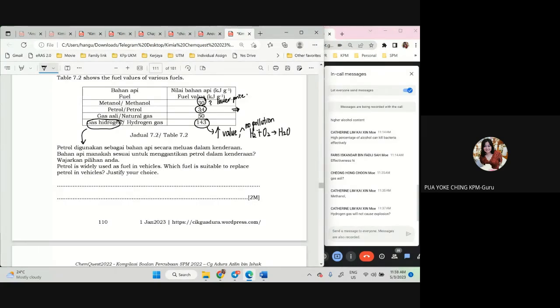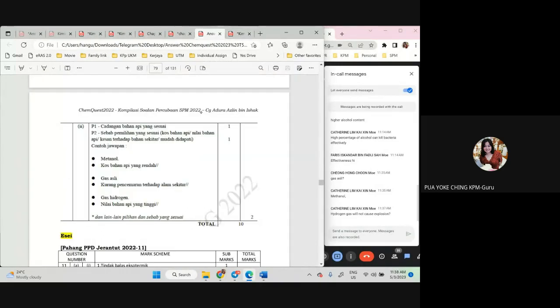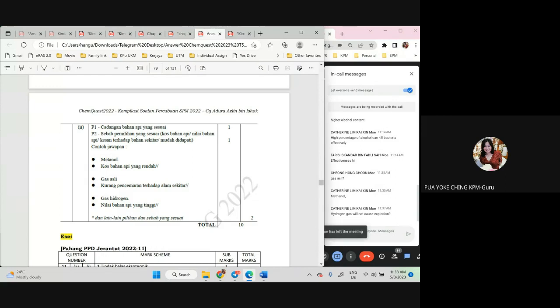Setakat ini saya rasa belum ada lah. Okay, belum ada lagi. It will be very expensive later, sebab you perlu container ataupun the fuel tank yang very special. Okay, but this is the one that we can foresee pada future. So gas asli pun boleh. That's why the answer scheme is very open. Dan lain-lain pilihan dan sebab yang sesuai.